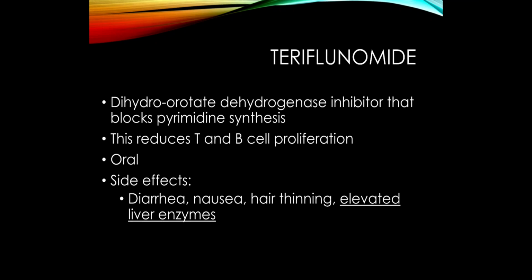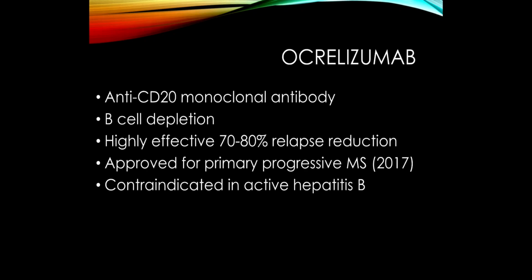Now, teriflunomide is another medication that acts through blocking pyrimidine synthesis, which reduces T and B cell proliferation. So it's an oral medication, and overall pretty well tolerated. You can't put someone who has liver problems on this, or at least that wouldn't be your choice, because it can cause an elevation of liver enzymes, and we do need to monitor liver function if we're putting a patient on this medication.